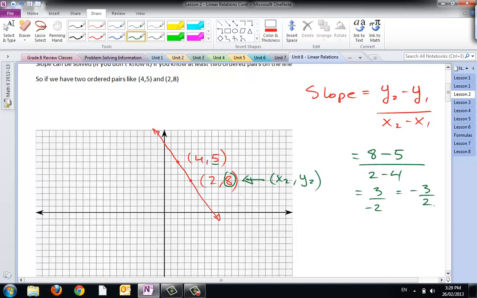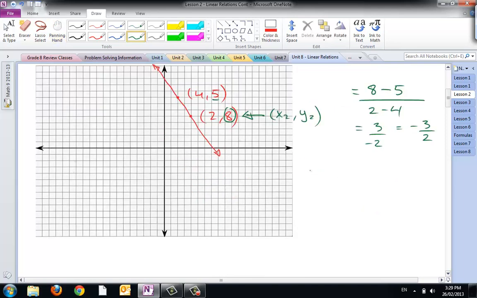So the slope of this line is negative 3 over 2, remembering our slope-intercept form, negative 3 over 2x, and then I go plus. What is my y-intercept? Well, it's 1, 2, 3, 4, 5, 6, 7, 8, 11. So plus 11. And that would be the equation of this line we figured out by calculating the slope and looking at what the y-intercept is.